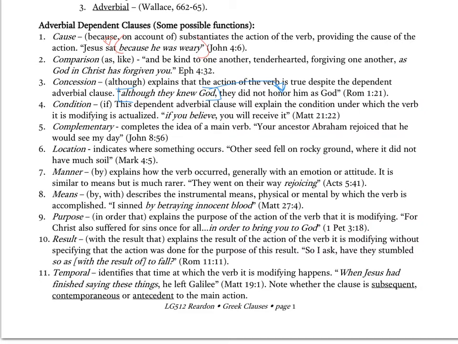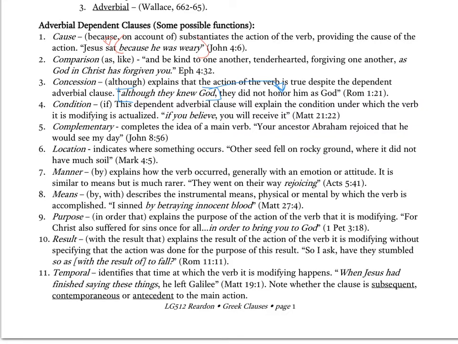There's result, with the result that. It explains the result of the action of the verb it is modifying without specifying that the action was done for the purpose of this result. So let's look at this example. I ask, have they stumbled with the result of falling, so as to fall? Here the idea is not that they stumbled for the purpose of falling, but they stumbled and the result of that stumbling is falling.